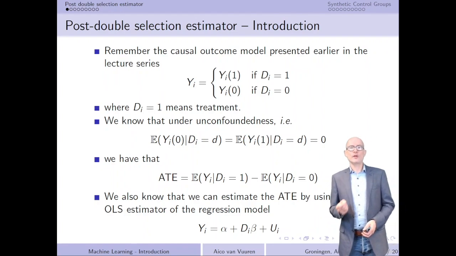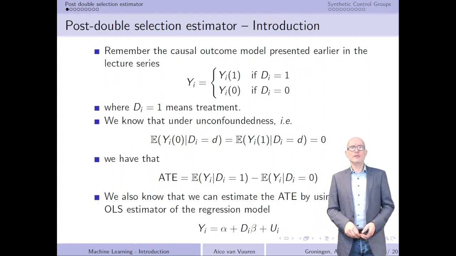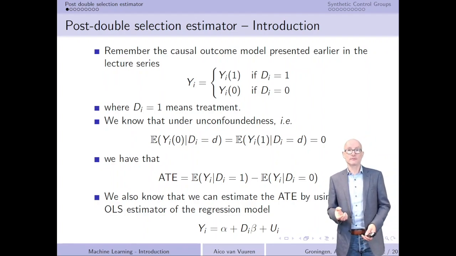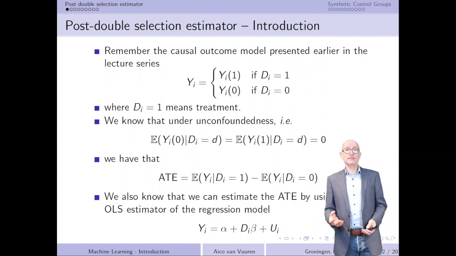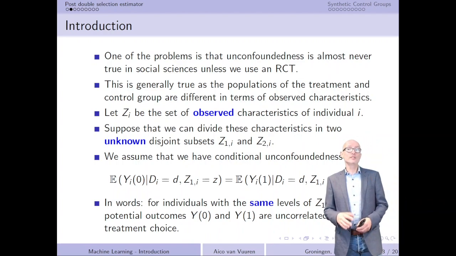In addition, under unconfoundedness we also know that ui and di should be uncorrelated with each other. That's not that difficult to prove. That means that estimating this model with ordinary least squares will give us consistent and unbiased estimators of our beta coefficient and hence of our average treatment effect. That's a quite nice thing, that in this particular situation there is no problem whatsoever. We simply are able to consistently and unbiasedly estimate our average treatment effect. However, the main problem is that unconfoundedness is almost never true in the social sciences unless we use a so-called random control trial.